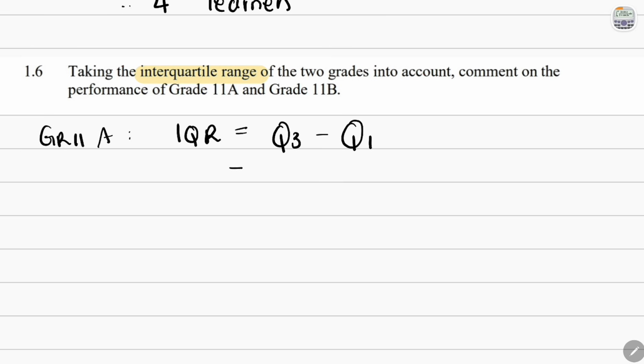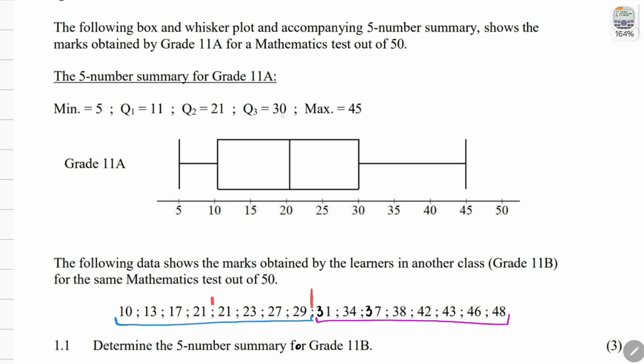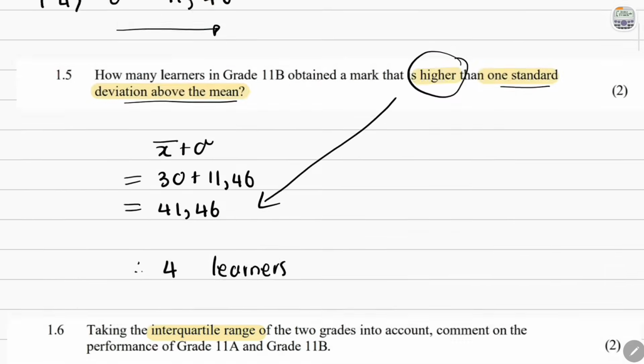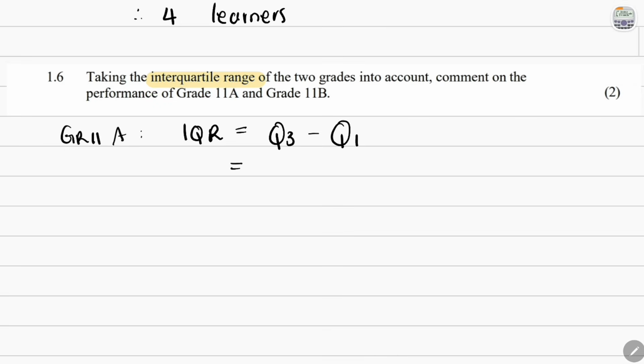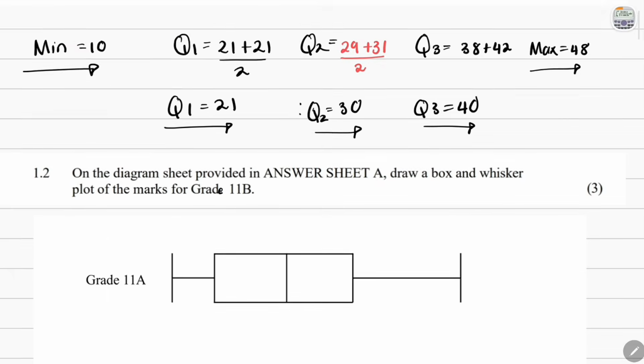Okay, so this is going to be equal to, in grade 11A, we knew that Q3 was 30, so that's 30 minus 11. Okay, 30 minus 10 is already 20, minus 1 is 19. So 30 minus 11 is 19. And let's see what grade 11B's IQR looks like. So their IQR would be Q3 minus Q1.